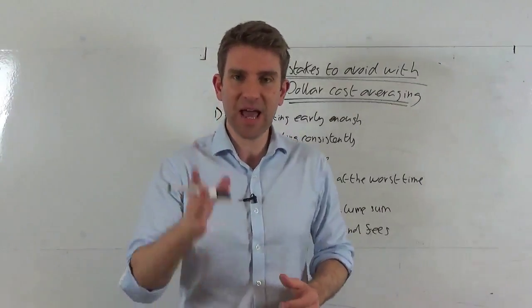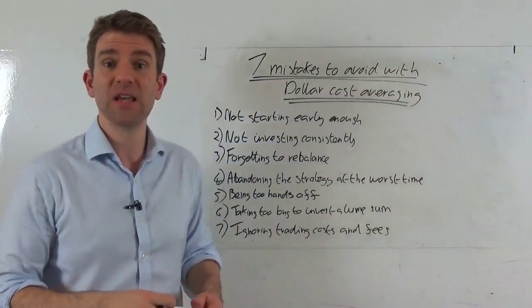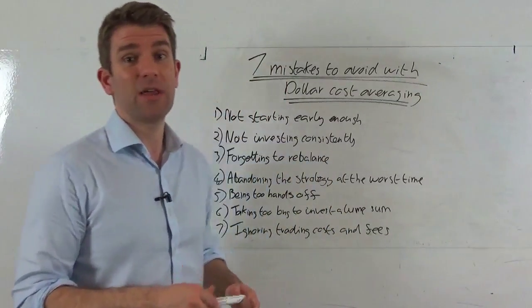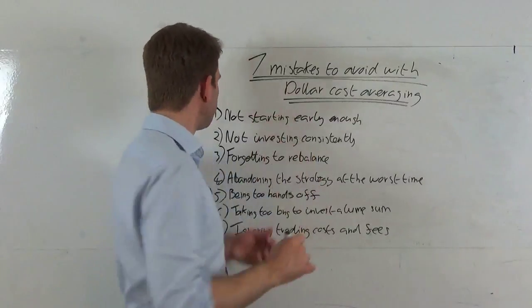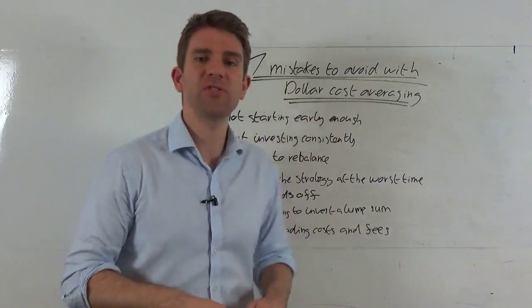The system is a set amount each month, but there are some mistakes that people tend to make with dollar cost averaging. So 7 mistakes, let's go. The first one is not starting early enough.